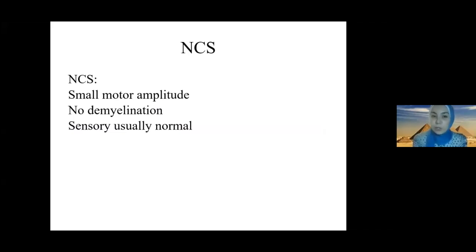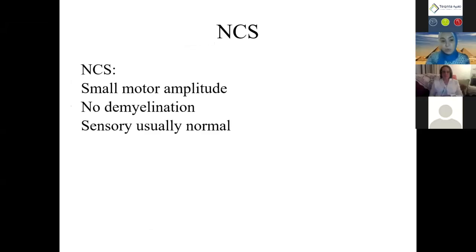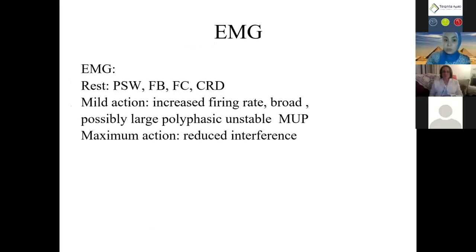Generally, in any anterior horn cell disorder, what do I expect to find? In the nerve conduction studies, because this is a purely motor disorder, I might expect to see small motor amplitudes because we're getting axonal loss, not demyelination. We will not find any demyelination, and the sensory is usually normal. That is the basic template that we would expect to see in anterior horn cell disorders.